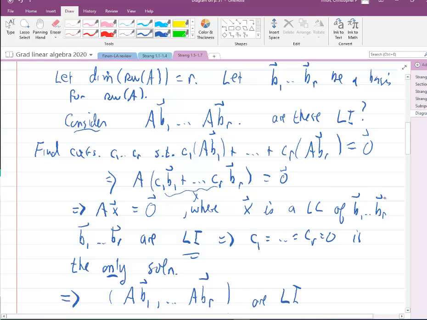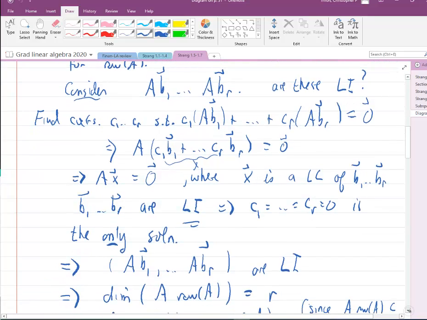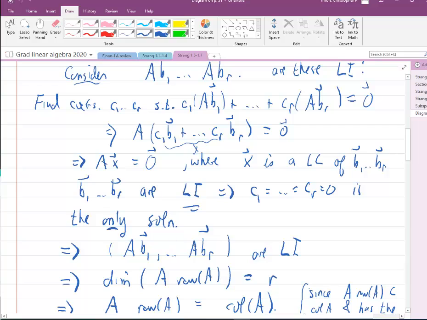Aha, but what do we know about a basis? The basis vectors are linearly independent. The only way to do this is if C1 is equal to C2 equals and so on equals CR equals 0. That's the only solution. So the only way to get a linear combination of these vectors equal to zero is with the trivial solution. That means that these vectors are in fact linearly independent. So the mapping applied to the basis vectors of the row space gives linearly independent vectors.